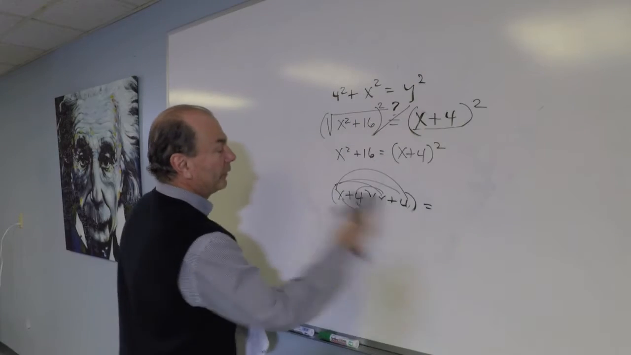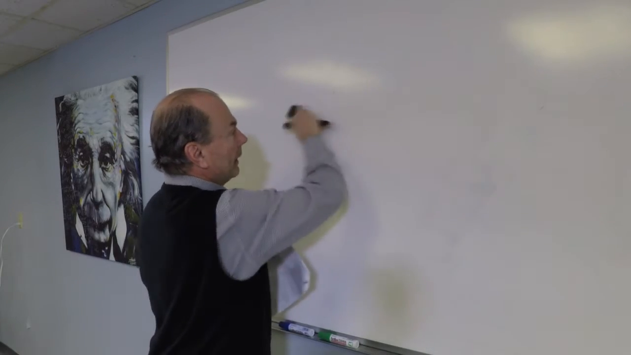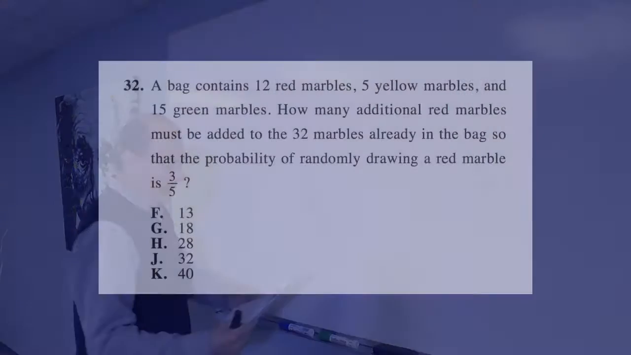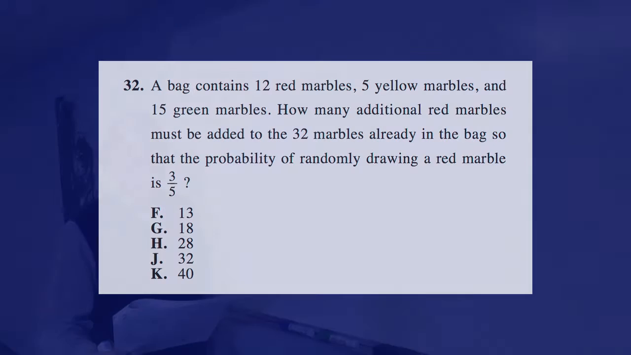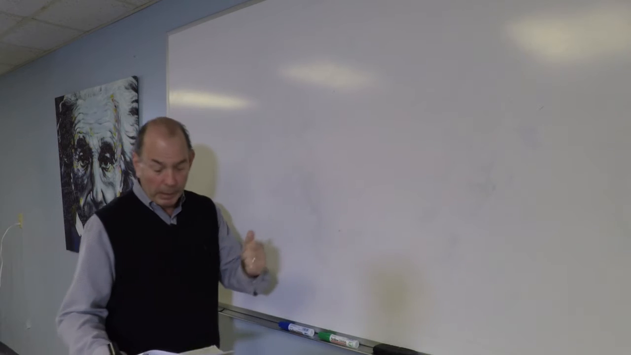32 is a classic guess and check problem. Okay, so let's do it. A bag contains 12 red marbles, 5 yellow marbles, and 15 green marbles. How many additional red marbles must be added to the 32 marbles already in the bag so that the probability of randomly drawing a red marble is 3/5? Okay, confusing, as always. Relax.